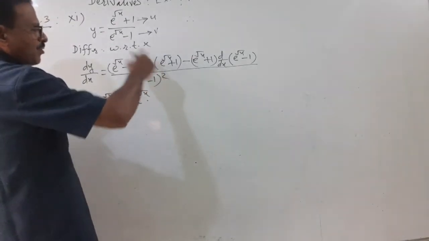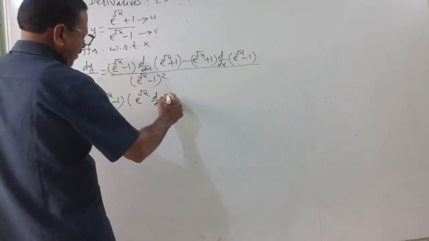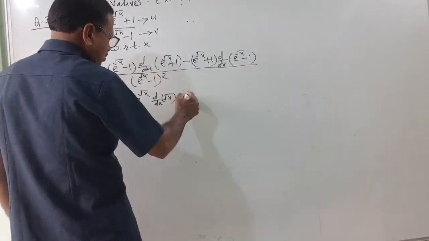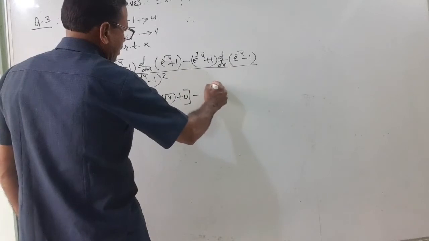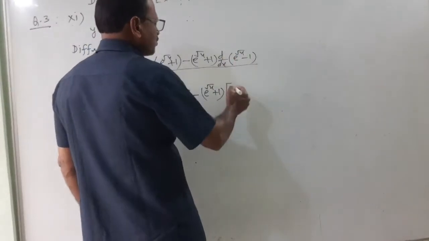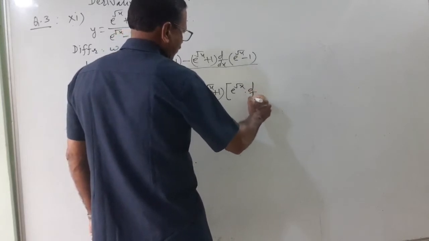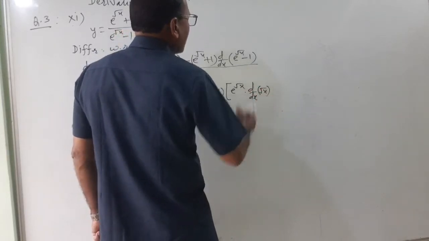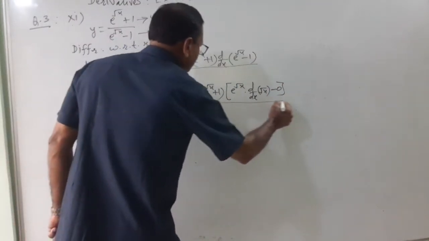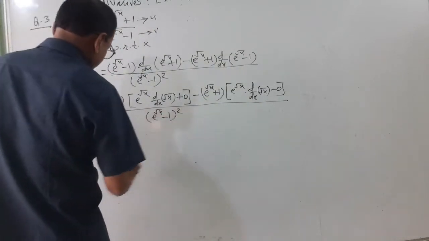Now the derivative of root x, I will write here, or directly also you can take d by dx of root x. And plus the derivative of 1 is 0, minus (e^√x + 1) into the derivative of e raised to is e raised to, what is that, e^√x into the derivative of root x, and the derivative of 1 is 0 because it is a constant. This is (e^√x − 1) whole square.